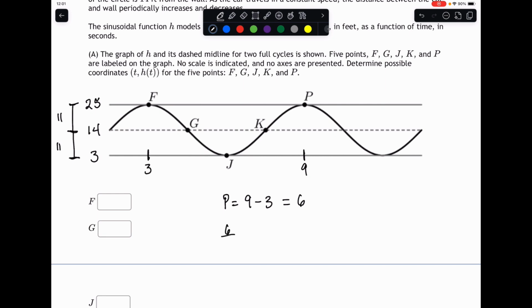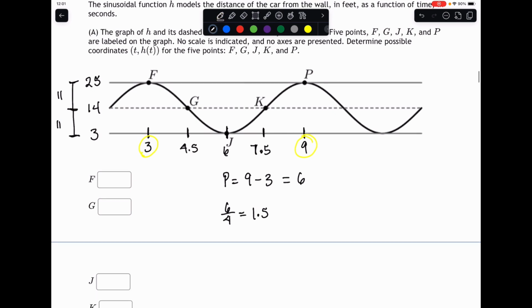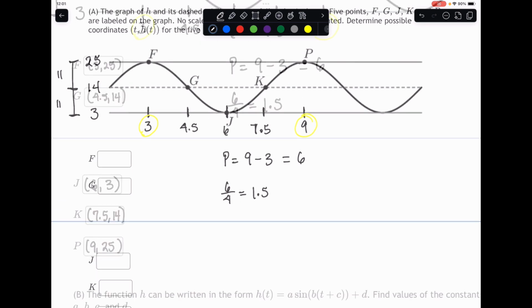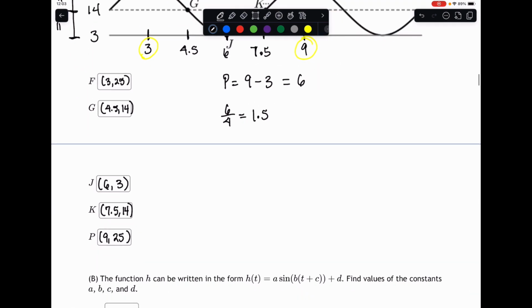And dividing 6 by 4, that means that the distance from one point to another point is 1.5 seconds. So the distance from F to G is 1.5, so 4.5. Let's add another 1.5, so this is going to be 6. Add another 1.5, 7.5, and 7.5 plus 1.5 again brings us to 9. So here we have our solutions for F, G, J, K, and P. We have our X, and now we have our Y. So here are the solutions for part A.